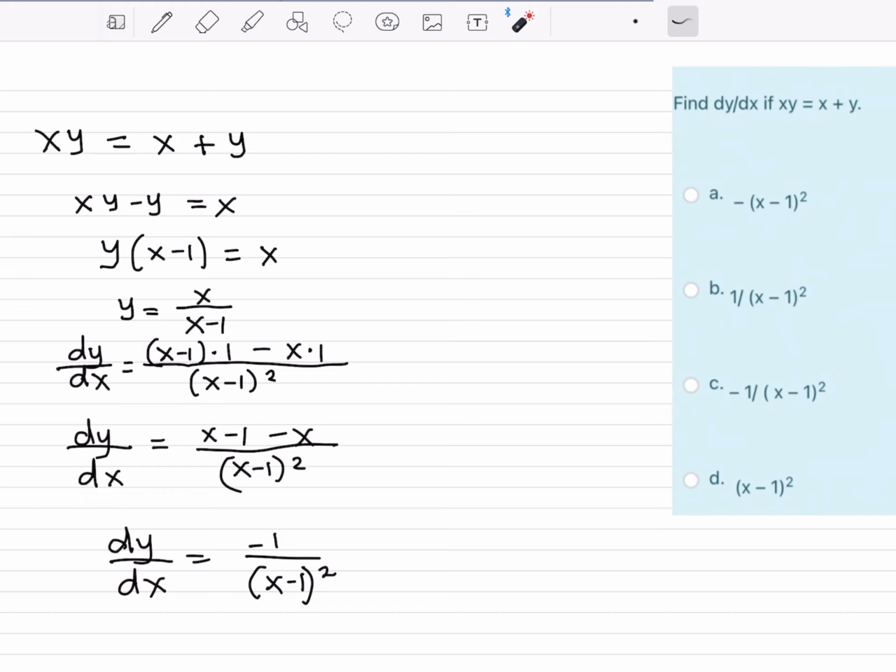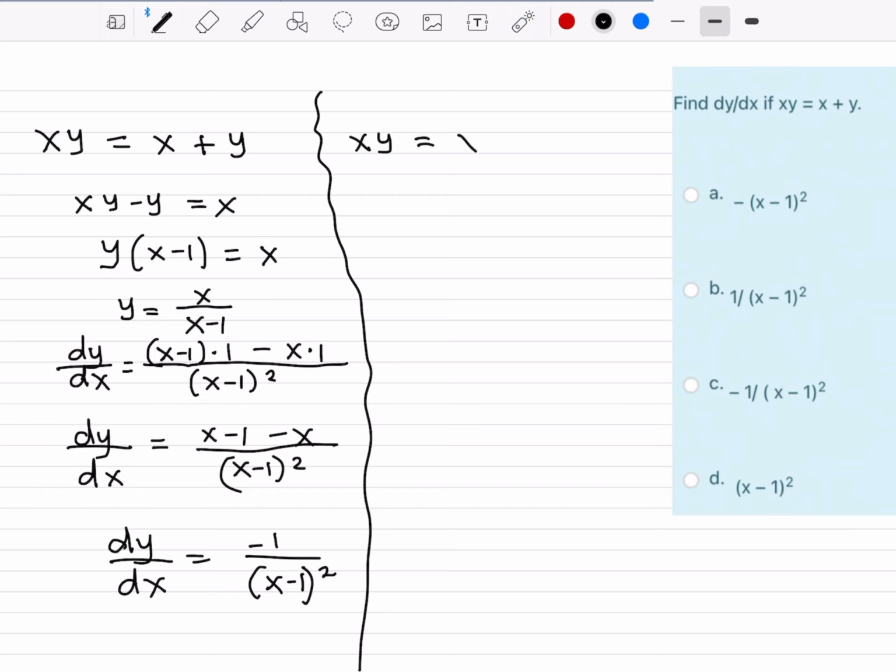Now, let me show you another solution. Okay, so xy equals x plus y. Then if we apply implicit differentiation, we make use of the product rule for the left side of the equation. The first factor x times the derivative of the second factor, that's dy over dx, plus the second factor y times the derivative of x, which is 1, equals the derivative of x, which is 1, plus the derivative of y with respect to x, or simply dy over dx.